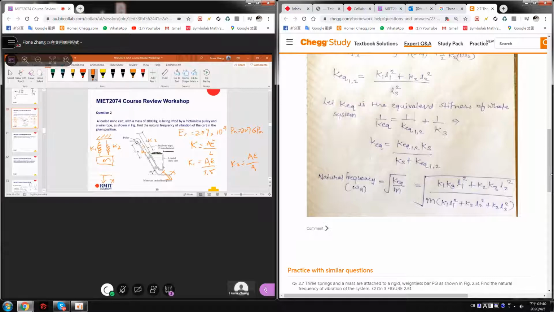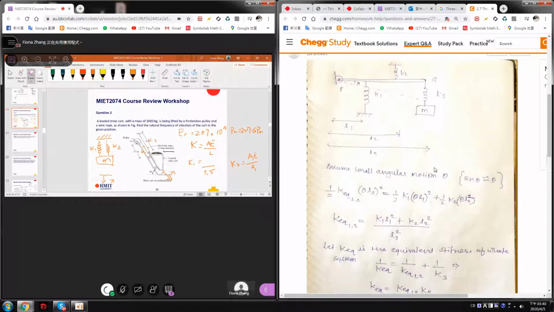So this 1.3 millimeter radius, A is pi r squared. Okay, pi r squared, where r is 1.3 times 10 to the minus 3 meters. E is 207 times 10 to the 9. So now we all use Newton and meter, so you can get K1 and K2.